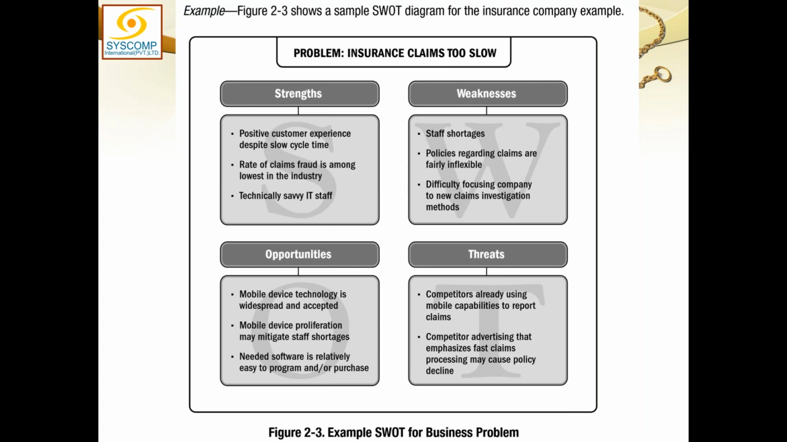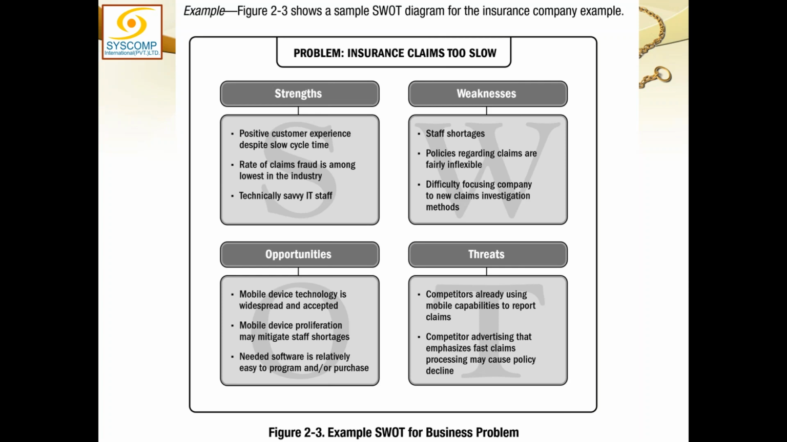So here, as far as the strengths are concerned, some of the examples here, for example, the strengths could be the positive customer experience despite slow cycle time. Although we do not have a fast cycle time, the customer is loyal to us. Customer experience is good. So this could be our strength. Rate of claims fraud is among the lowest in the industry. This could be our strength. Technically savvy IT staff. That could be our strength.